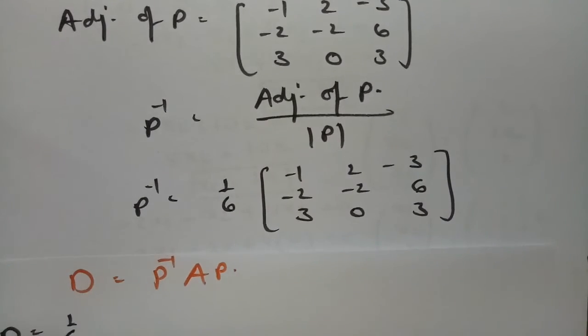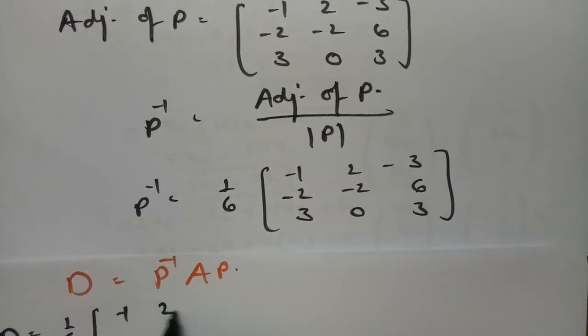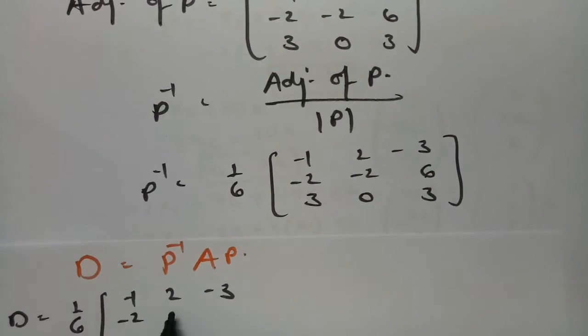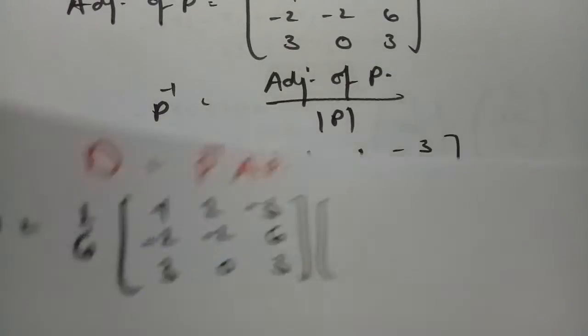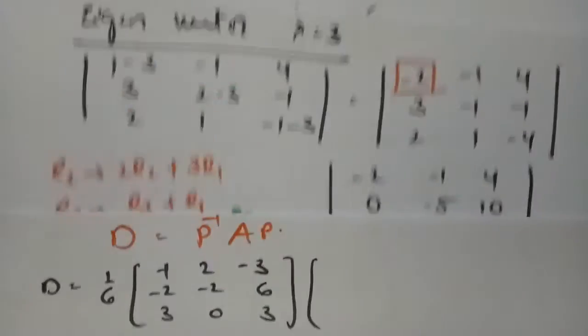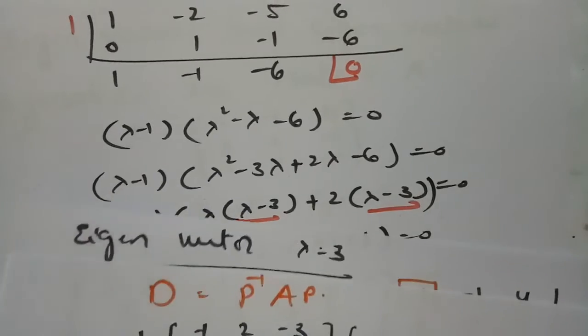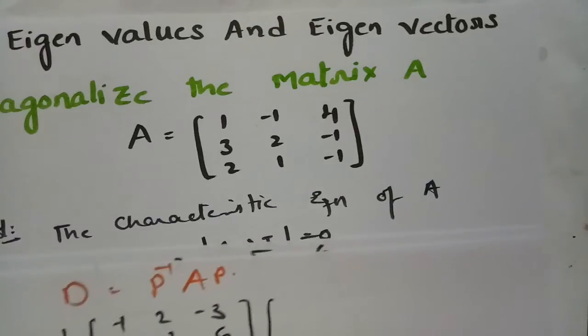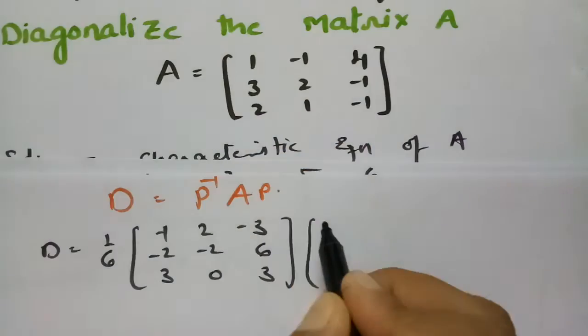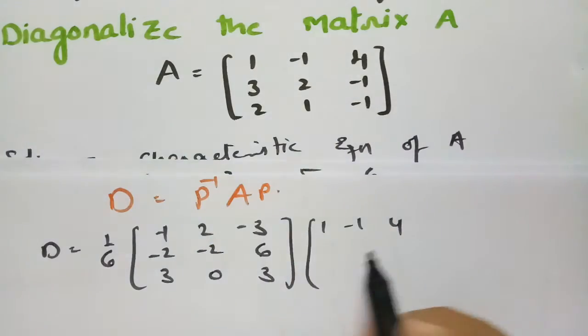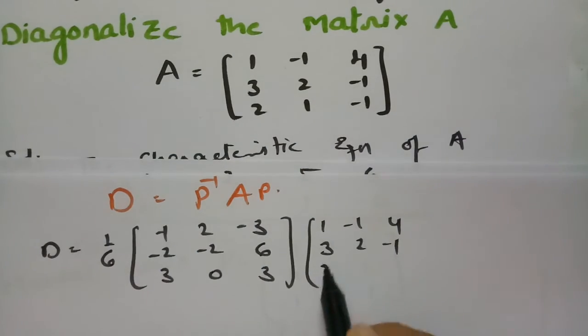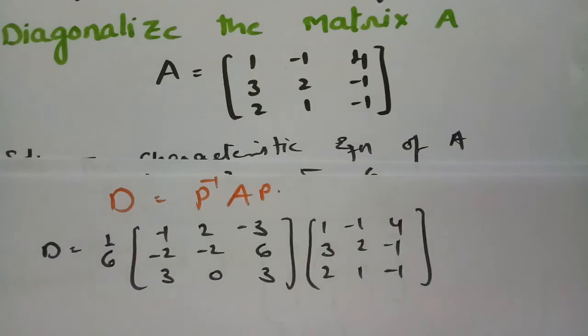that this is 1 by 6 times of this: minus 1, 2, minus 3. This is minus 2, minus 2, 6, 3, 0, 3. And what is our A matrix? A is nothing but our question. So what is the question here? So A is nothing but 1, minus 1, 4. This is 1, minus 1, 4. 3, 2, 1. 3, 2, minus 1 and 2, 1, minus 1.